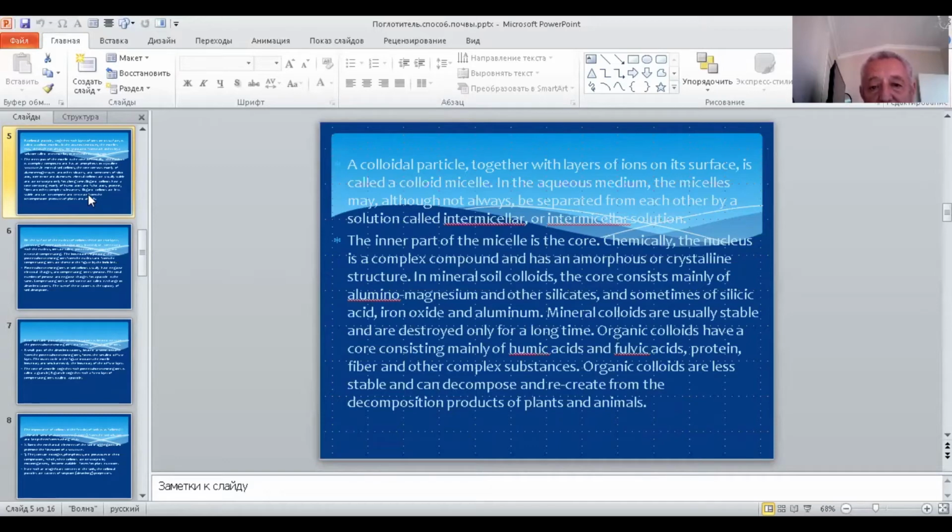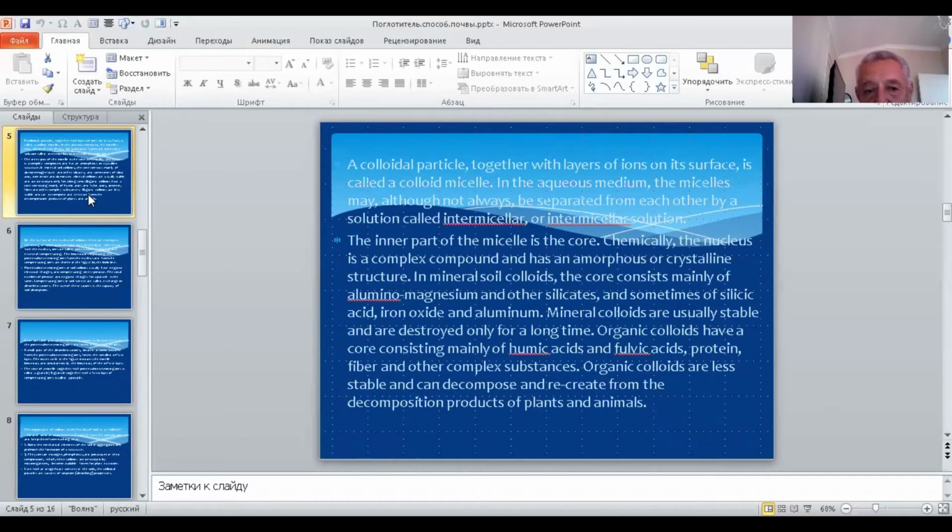In the aqueous medium, the micelles may also not always be separated from each other by a solution called the intermicellar solution. The inner part of the micelle is the core.